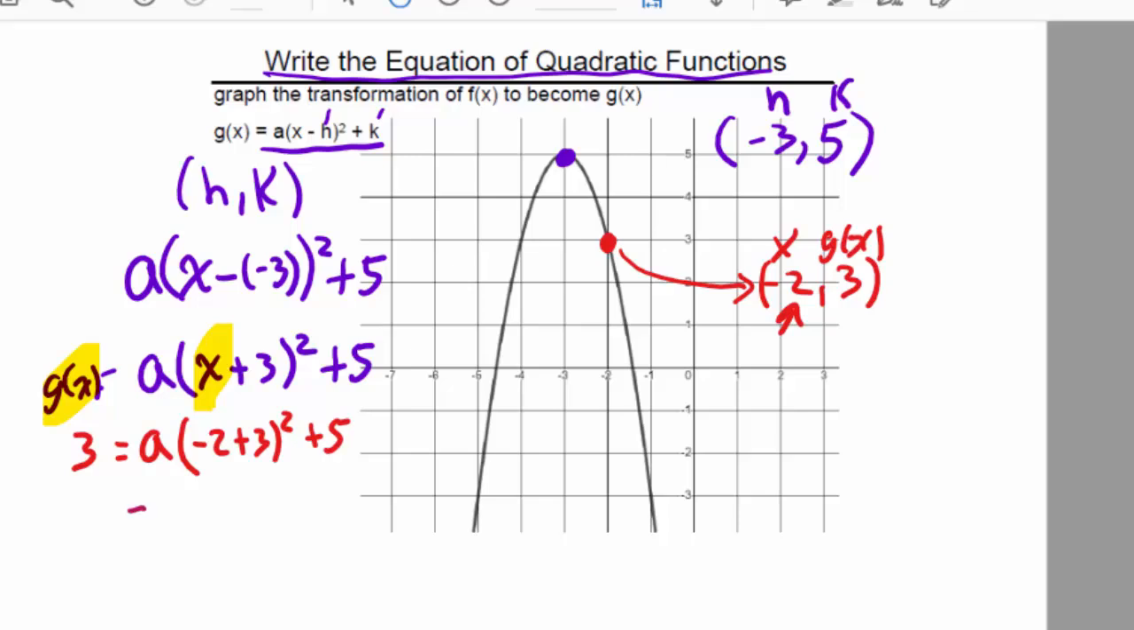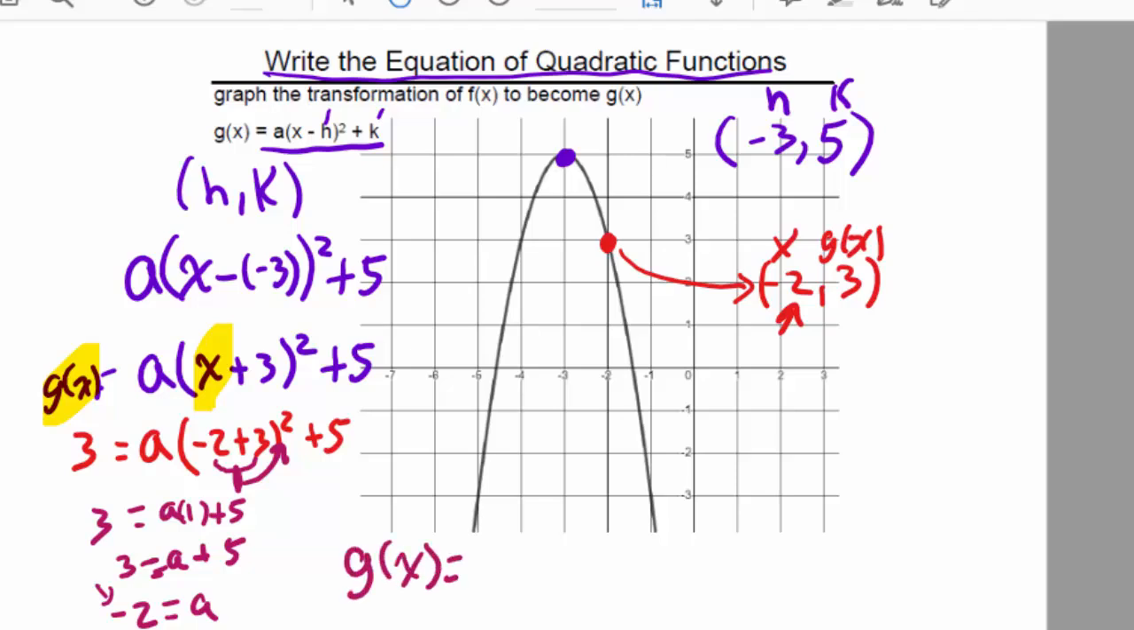So if I do what's inside the parentheses first, I get -2 plus 3, which is 1, and then 1 to the second power is just 1. So 1 times a is just going to give me the a. So 3 equals a plus 5. And then subtract 5 from both sides, and a ends up equaling -2. And the negative is expected because this graph is a maximum. It's flipped upside down.